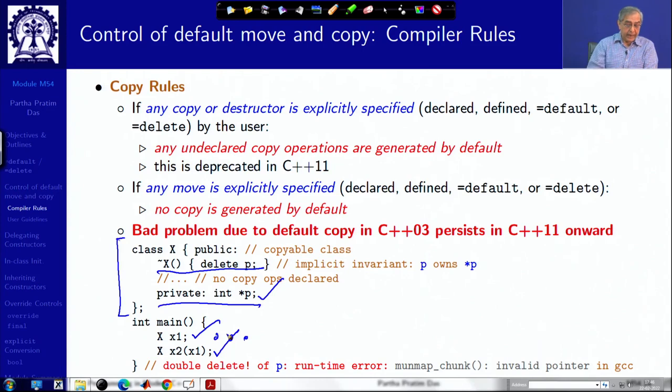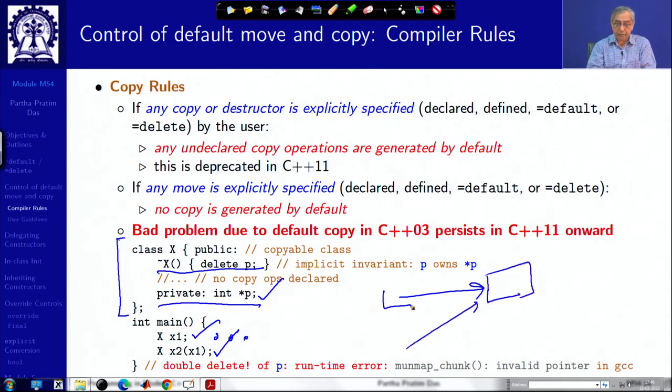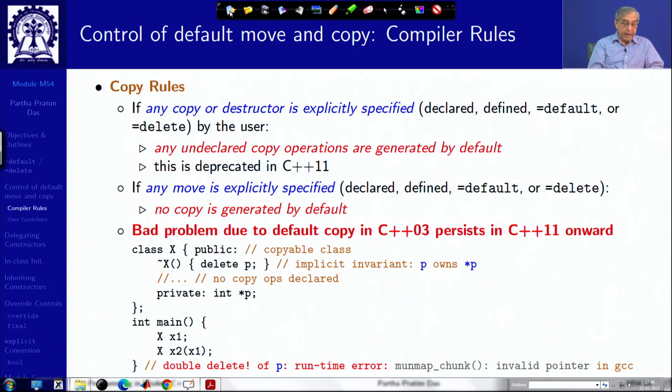Then you do x2 as a copy of x1. The default copy constructor will be invoked, and it will do a shallow copy. It will just copy the pointer, not the pointed object. So two pointers, from x1 and from x2, will point to the same object. Now what will happen? As you come to the end of the scope, both of these are automatic objects, so according to lifetime rules, on both of them the destructor will be invoked.